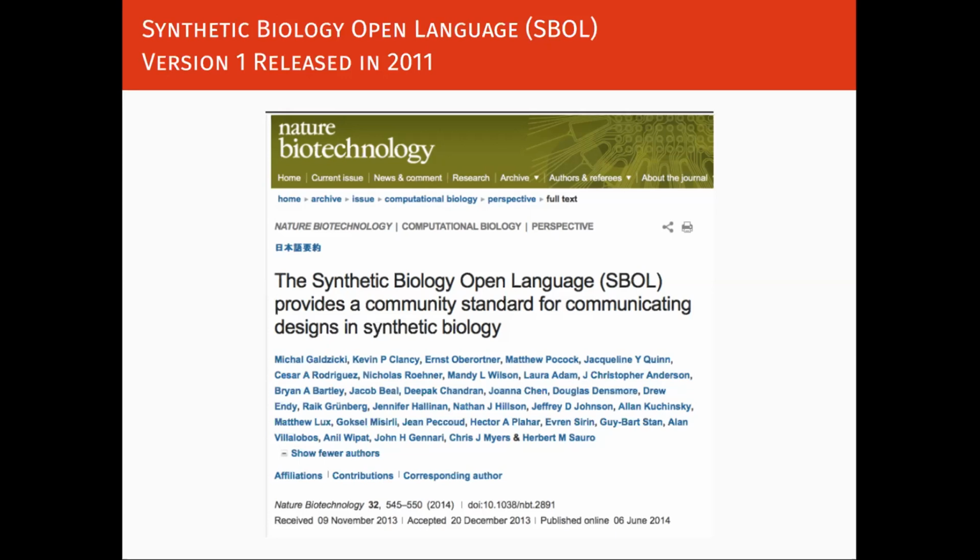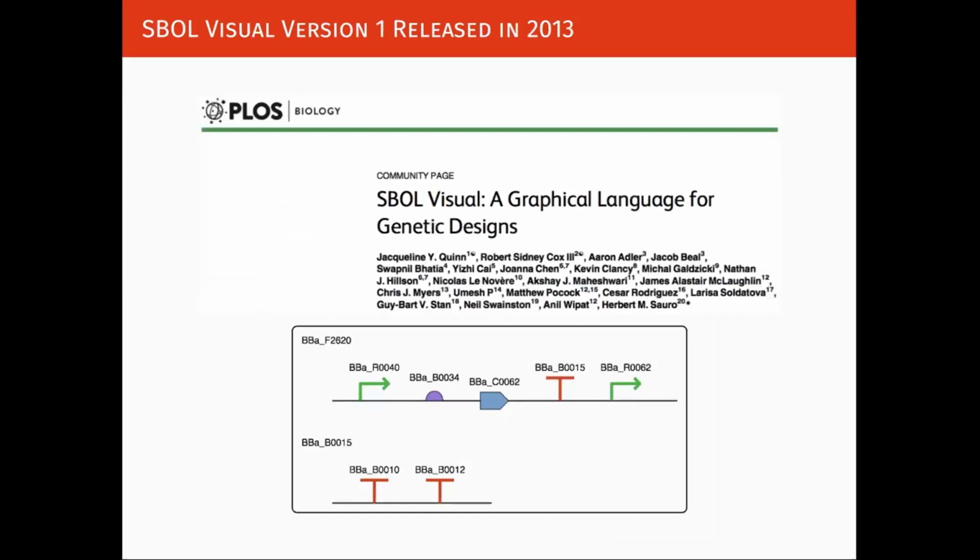So in 2011, the first version of the Synthetic Biology Open Language was released, and was published a couple of years later in this article in Nature Biotechnology. One thing that I think leads to a lot of confusion, and is a little bit of an unfortunate naming idea in our mind, is that SBOL, or the Synthetic Biology Open Language, is actually two standards.